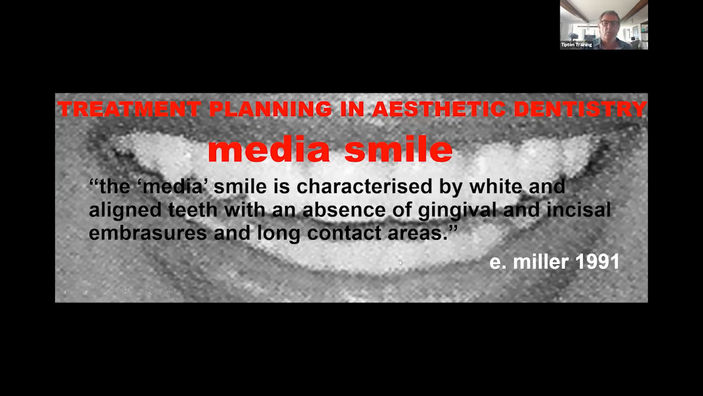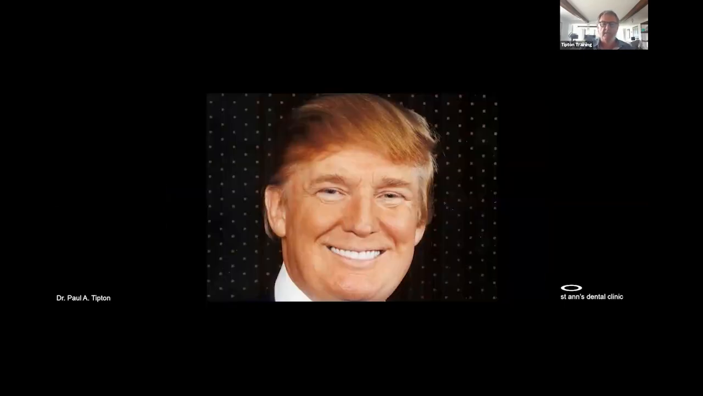So the media smile, what is it? The media smile is characterized by long contact areas, by overly white teeth, by symmetry, right and left hand sides, absolute symmetry, by minimum incisal embrasure, gingival embrasures. And this is characterized by many, many people in the media, hence the media smile. And they have their teeth done, and their teeth are overly white and symmetrical. And one has to say these days, which looks worse, the hair or the teeth?